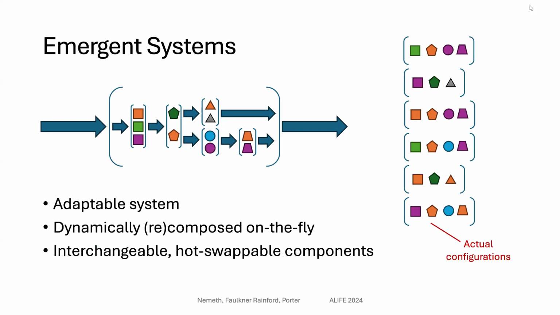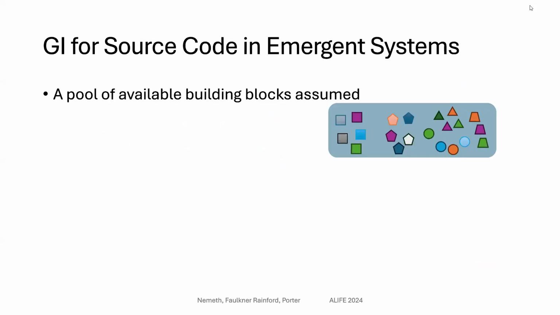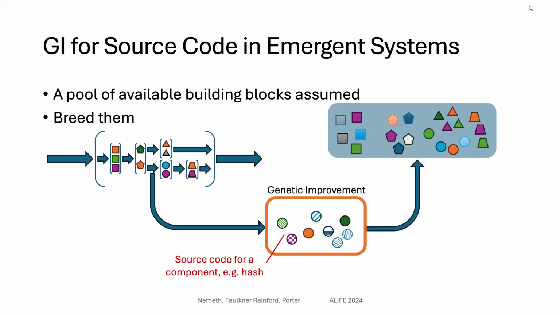Everything is configured and reconfigured at runtime. It is a highly adaptable system, and it assumes that we have a set of interchangeable and hot swappable components. Now, this is a crucial question. How are we going to have a set of potential candidates for components? The answer is we simply breed them by genetic improvement.